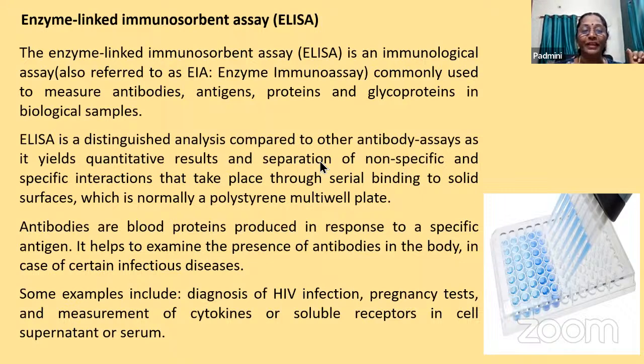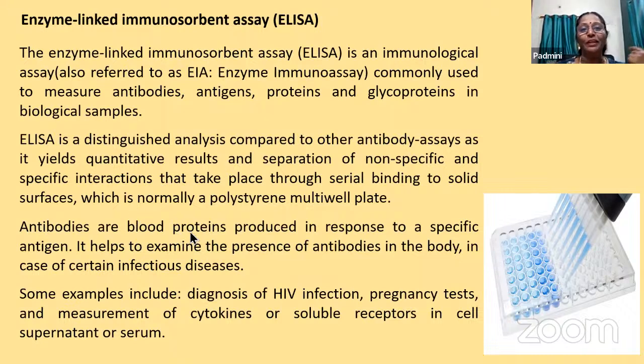separation of non-specific and specific interaction that takes place through serial binding to solid surfaces, which is normally a polystyrene multi-well plate. So this is a multi-well plate made up of polystyrene plastic. You can see the very small wells, wherein you can add 200 to 500 microliters capacity. Very, very small amount. So a 96 multi-well plate is usually used for this ELISA technique.